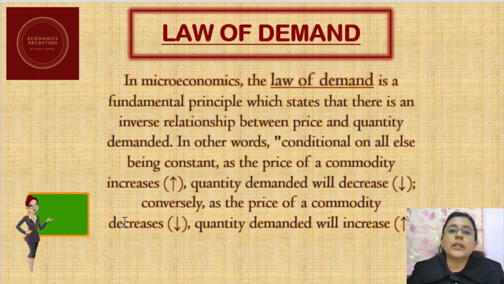Here, one important thing to remember is that we consider other factors of demand to be constant. As you can see, it is written there that conditional on all else being constant. That means the price of a commodity and the quantity demanded has a one-to-one inverse relationship.